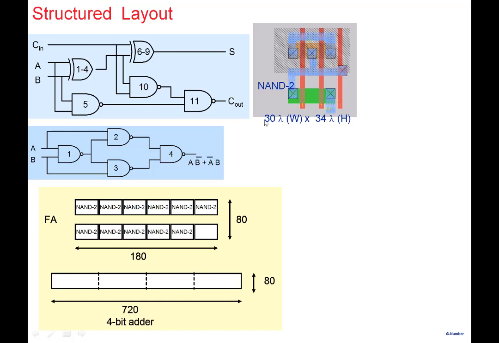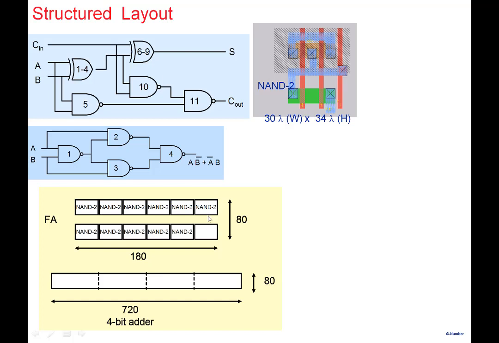And the length of a NAND gate is 30. So 30 into 6, we'll end up with 180. The overall width of my full adder is going to be 180. Note that this is 180 for one cell, and then I put four of them in series to make a complete four-bit adder. So it will end up becoming 720 lambda in size.